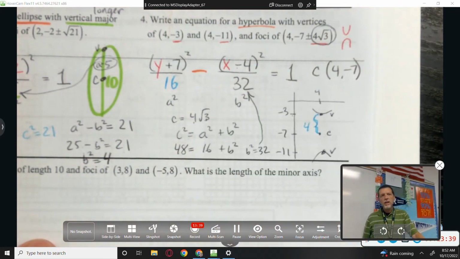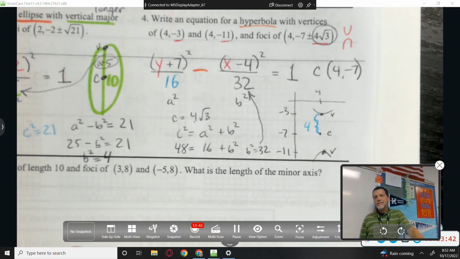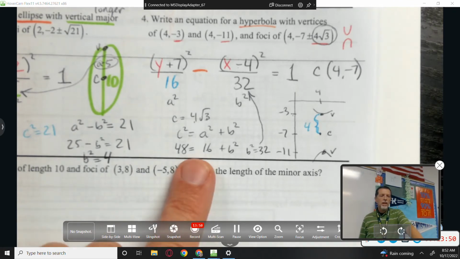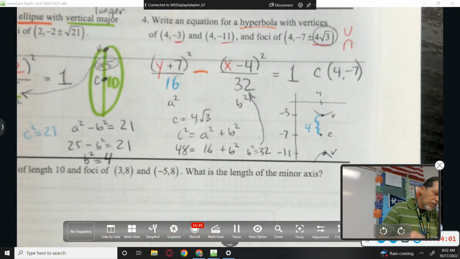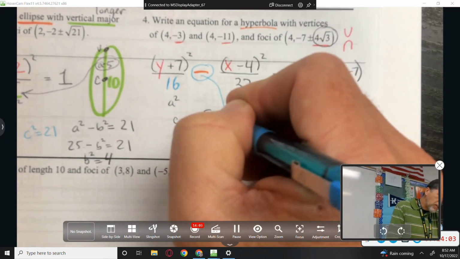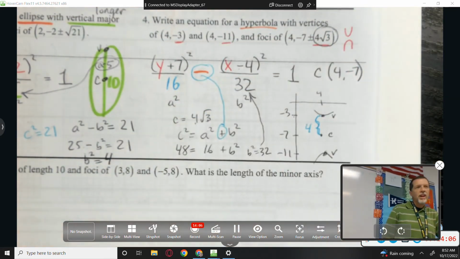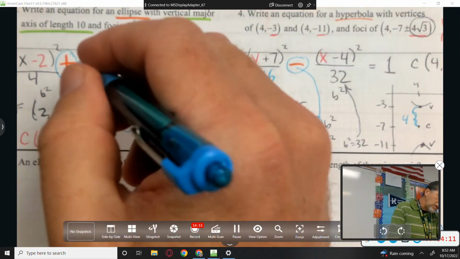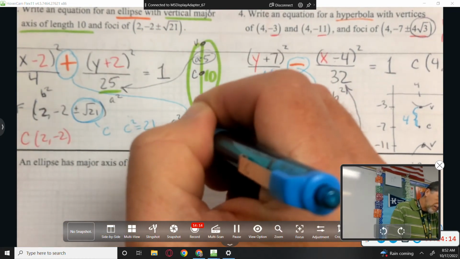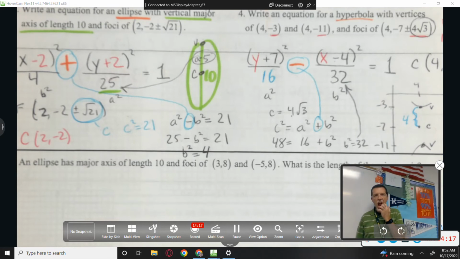Why is it a squared minus b squared equals c squared? Is it c squared, or what is that one called? Because the other one's a squared plus b squared equals c squared. A squared minus b squared equals c squared for ellipses. For hyperbolas, it's pluses. The sign always changes from the equation to the c squared equation. Here it is over here. The ellipse is a plus in the main equation, but a minus in the foci equation. They always have a different sign.